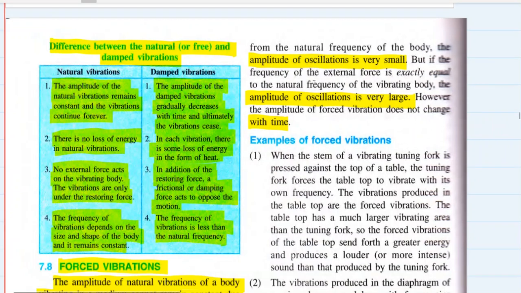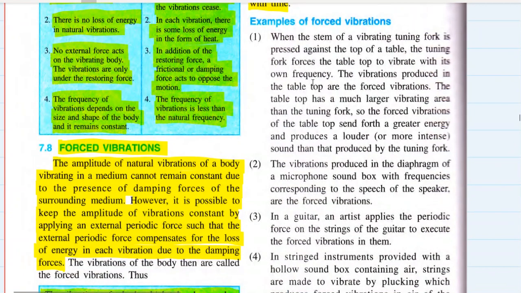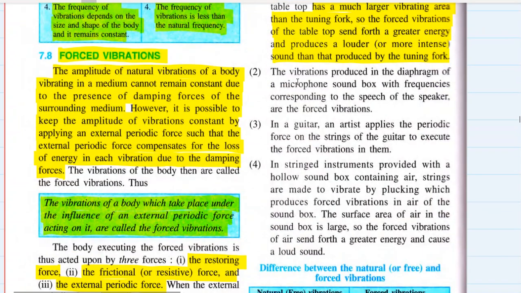Okay, so let's see some examples of forced vibration. When the stem of a vibrating tuning fork is pressed against a tabletop, the tuning fork forces the tabletop to vibrate with its own frequency. The vibrations produced in the tabletop are forced vibrations. The tabletop has a much larger area than the tuning fork, so the vibrations of the tabletop send forth greater energy and produce a louder, more intense sound than that produced by the tuning fork. Right? So one body is forcing the other body to vibrate with its own natural frequency. That is forced vibration. The tuning fork is forcing the table to vibrate with its own natural frequency.